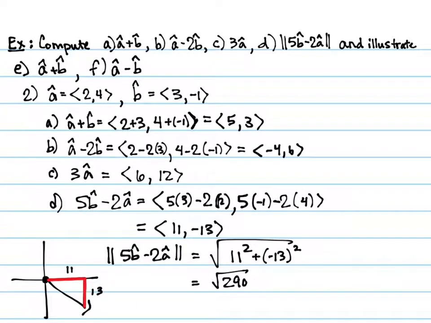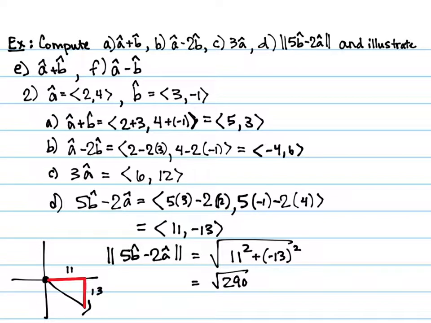I didn't have a calculator when I was playing with the notes on this the other day. Nope. It has factors of 2, 5, and 29. Lots of primes, none of them matching. So square root of 290 would be my magnitude. Any questions on that?